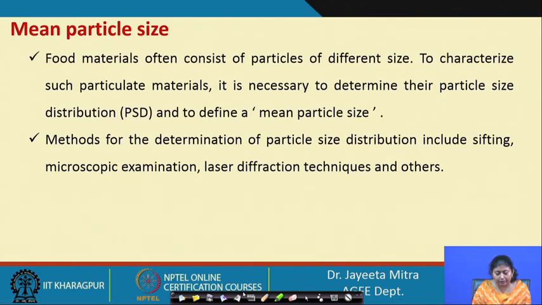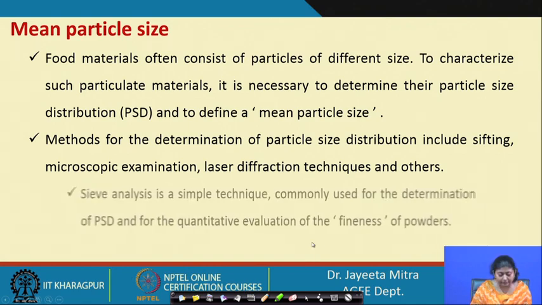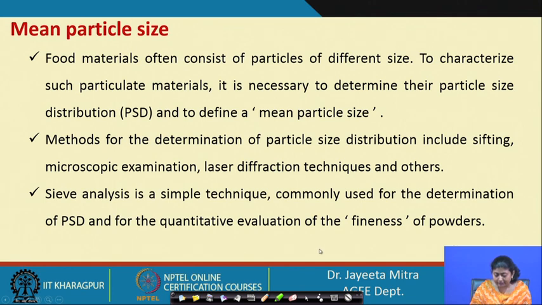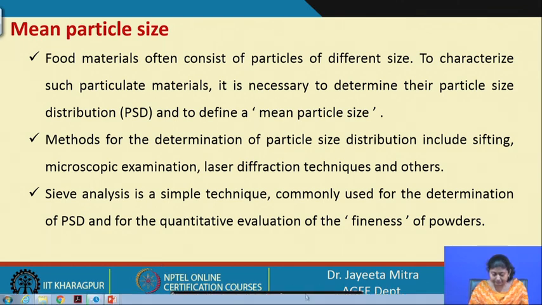Now, food material often consists of particles of different size. To characterize such particulate material, it is necessary to determine their particle size distribution, as we are doing now. Methods for determination of particle size distribution include many that we have discussed already. Out of that, sieve analysis is the simple technique commonly used for the determination of particle size distribution, for the quantitative evaluation of the fineness of the powder.